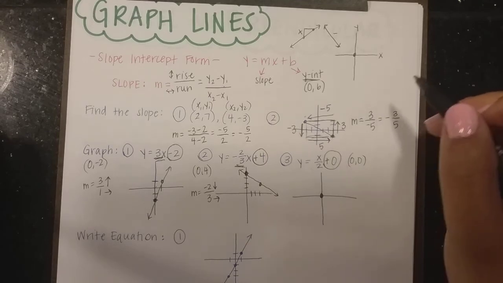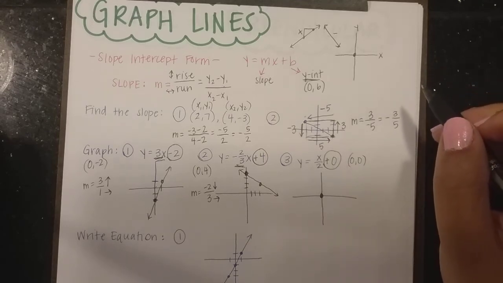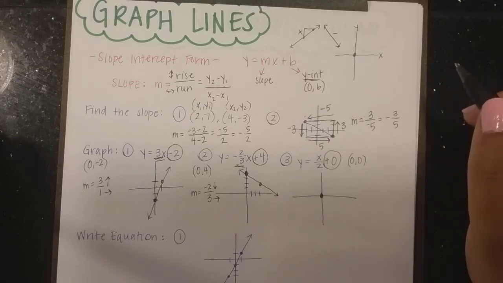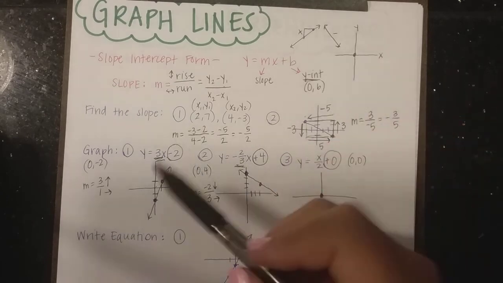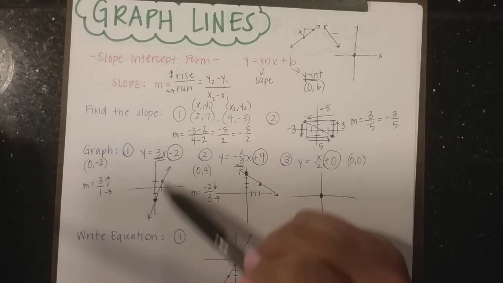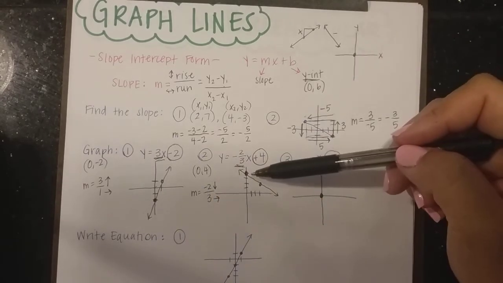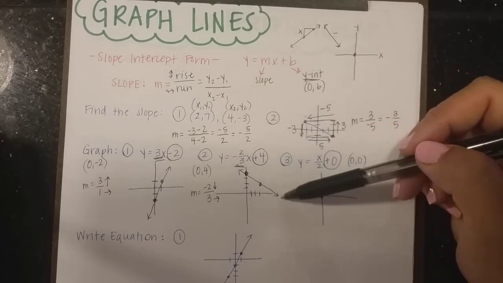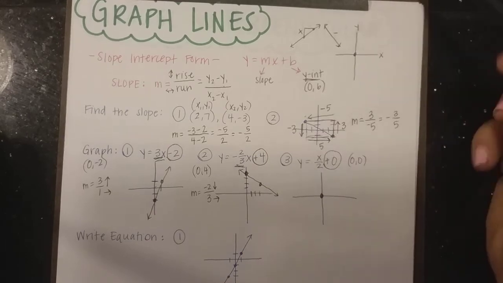Remember, if you have a positive slope, you are walking uphill. If you have a negative slope, you are walking downhill. So this first one I had a positive 3, so I'm walking uphill when I go from left to right. You always move left to right. Okay, for the second one, I have a negative slope, and I'm walking downhill left to right. You always move to the right.